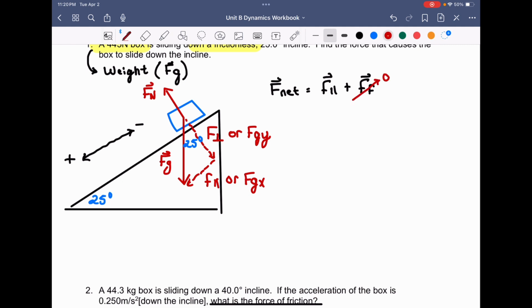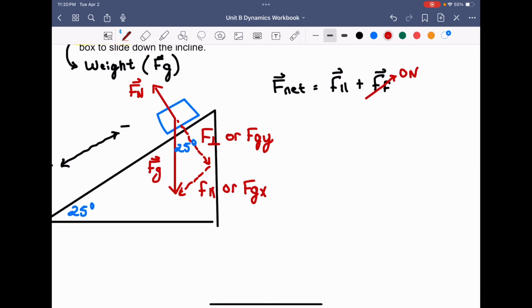Now, they told us that this was a frictionless incline, so I'm going to put 0 newtons here, leaving me with the following. We know that our FNet is going to be equal to F parallel, which by definition, let's put this together. If 25 degrees is here, F parallel is the opposite. The hypotenuse is FG, so we're going to use the sine ratio. This is going to be FG sine theta.